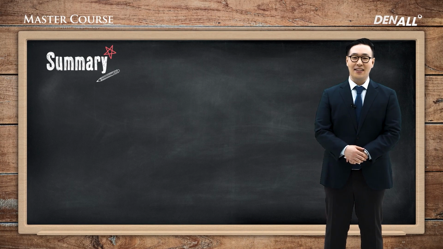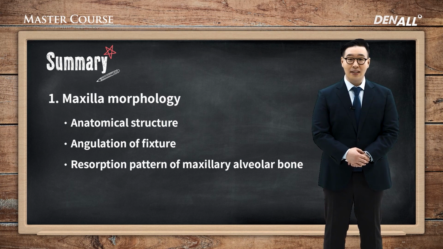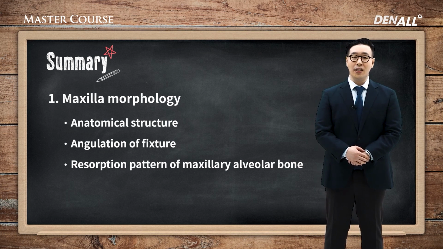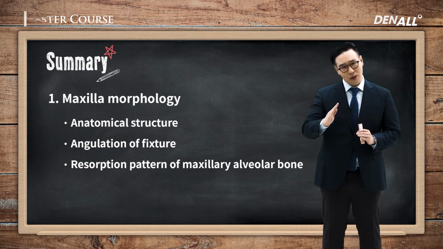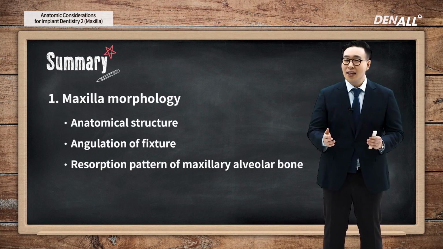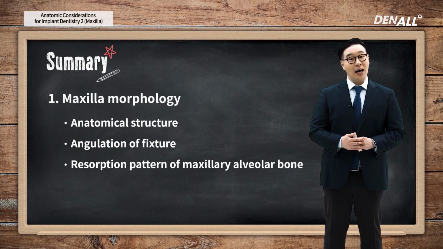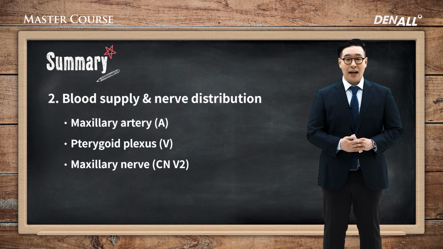So, let's summarize today's lecture. First, you need to have an understanding of the anatomical structure on the maxilla side, and based on that, placing the fixture at the right location and with the right angulation is important, also for the success of the next steps. Also, knowing the resorption pattern of the bones is important. Next, blood supply and nerve distribution are also important.